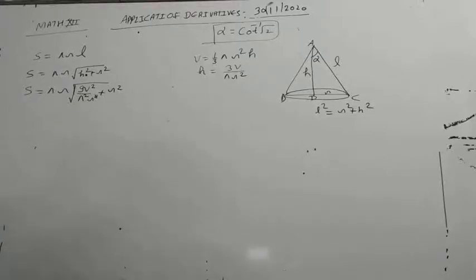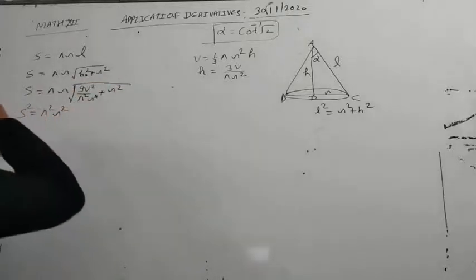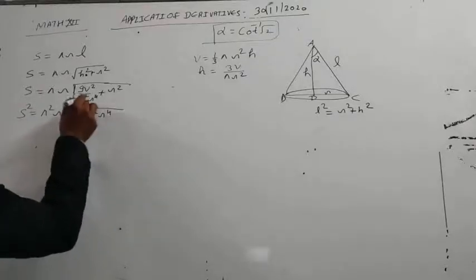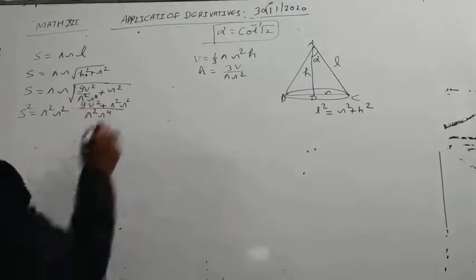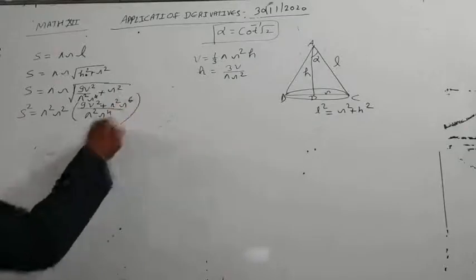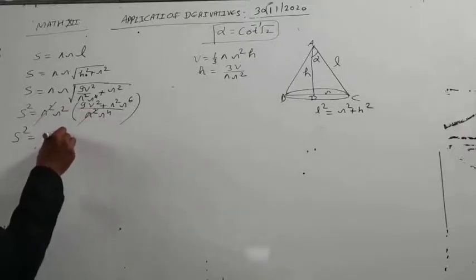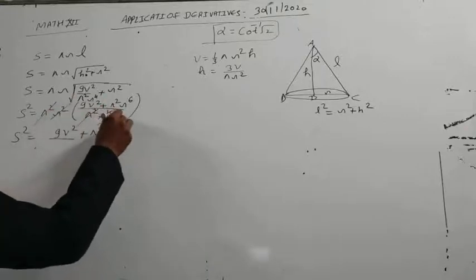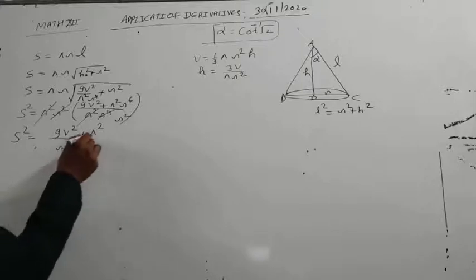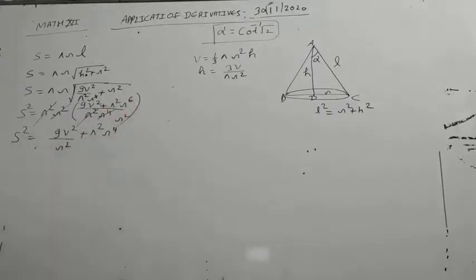Now we will square both sides. So S square is pi square r square and this whole quantity is inside the root, so it will be 9V square by pi square r to the power 4 plus r square, and r square will reduce from here. So we get S square equal to 9V square by r square plus pi square r to the power 4.